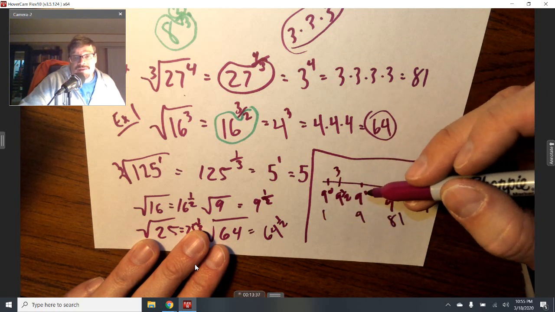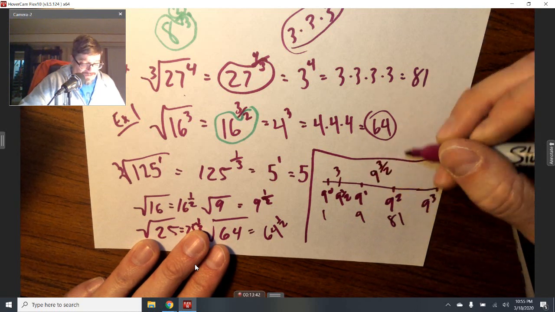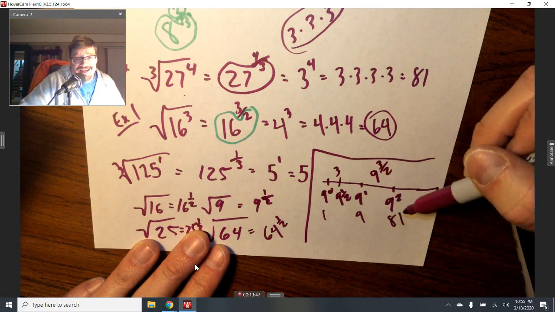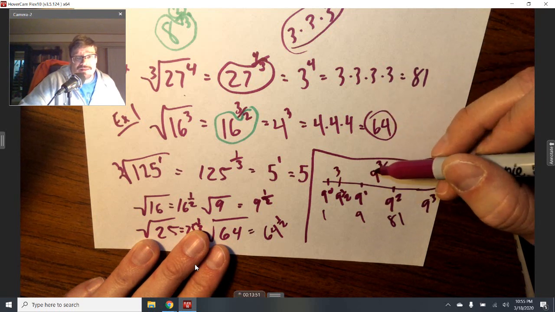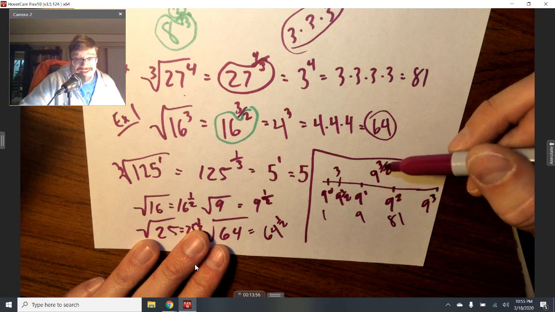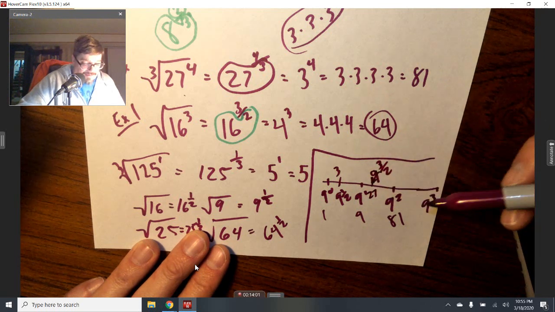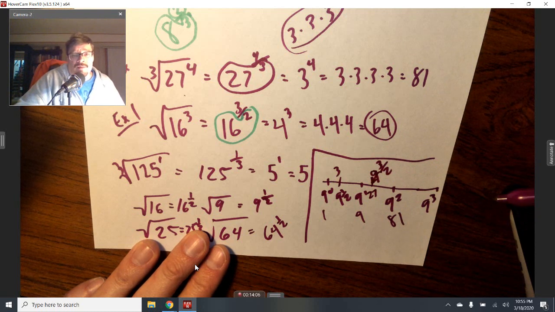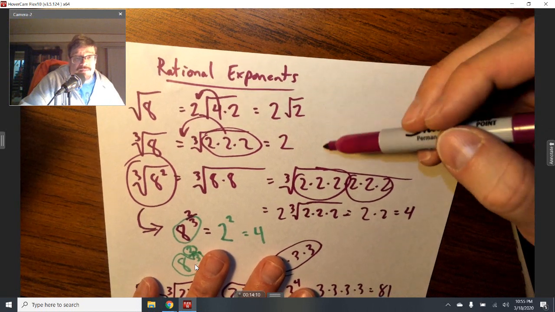Likewise, between 1 and 2 is 1.5, right? 9 to the 3/2, that's in between 9 and 81. I don't know what that number is. It's actually 27, right? Because we took the square root of 9, which is 3. 3 to the third power is 27. So 27 is right there. So exponents don't have to be integer numbers. They can be rational exponents. All right, they can be fractions.